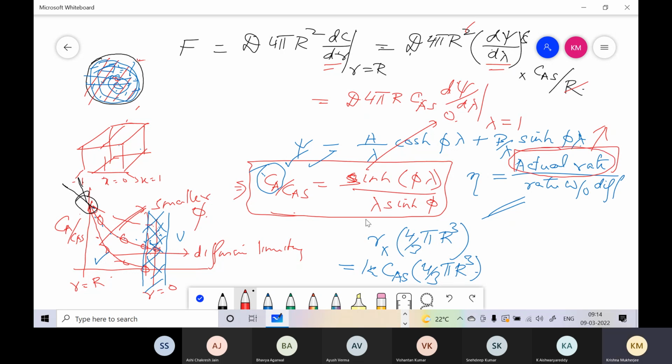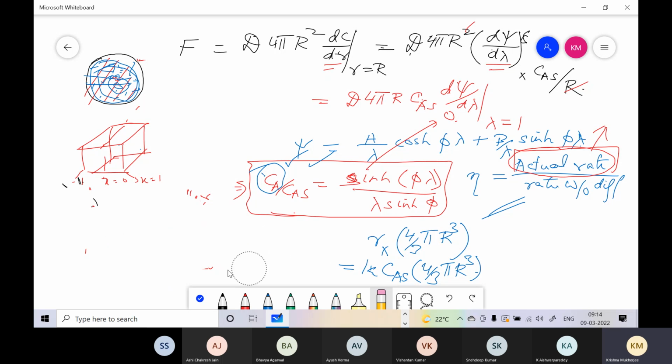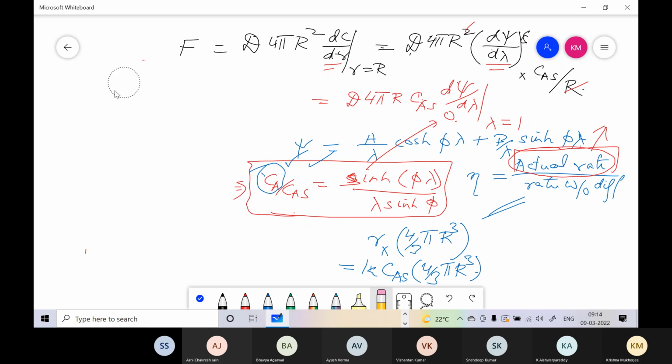So what is d phi by d lambda at lambda equal to 1? This I think you should derive. You know the CA by CAS. So please tell me, what will it be? d phi by d lambda is a simple differentiation at lambda equal to 1. Of course, we will substitute lambda equal to 1 later on. But tell me what is it? We just derived this. Here is your equation.